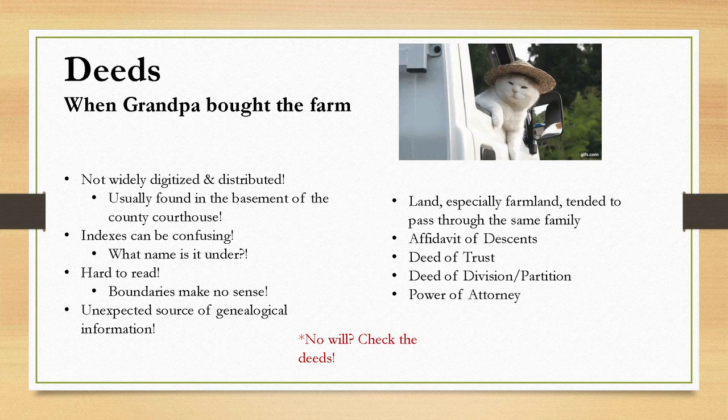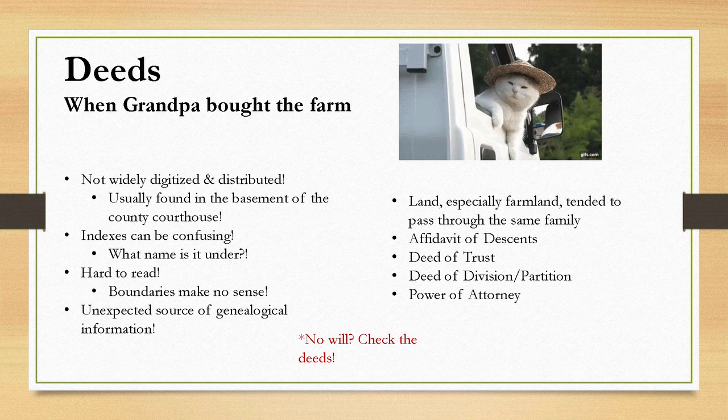They can also be really confusing when you're looking at the indexes for them. Depending on who, the names that are on there are not always going to be exactly who owns that land. What name is it under? So often it'll be the sheriff's name because it was sold at sheriff's auction, but they're selling the land for another person. And then you have to actually pull that deed and look at it to get the actual owner's names. And they're really hard to read. They're so hard to read, those deeds.